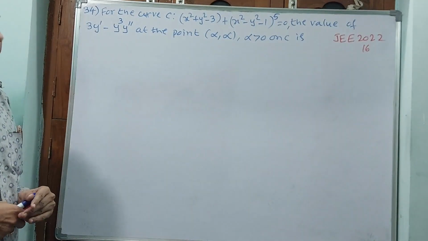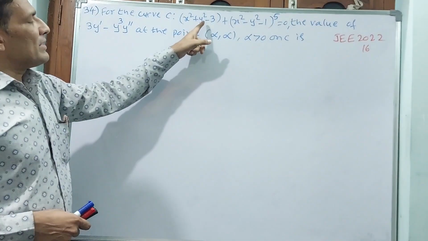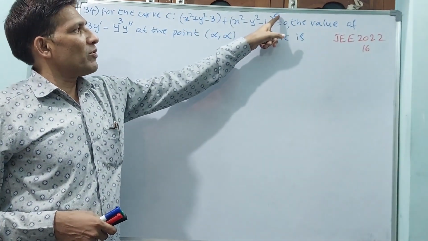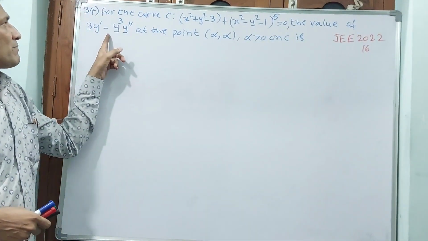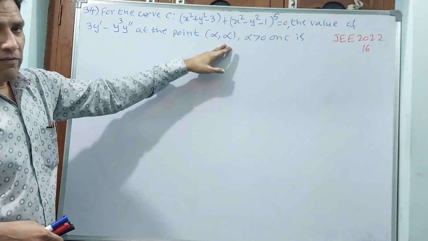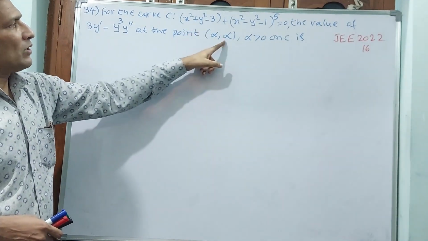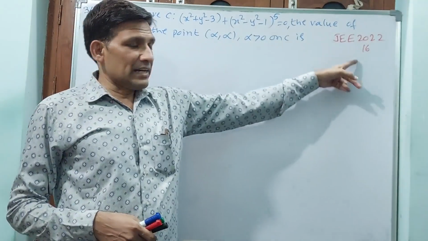Question number 34. For the curve C, (x² + y² − 3) + (x² − y² − 1)⁵ = 0. The value of 3y′ − y³y″ at the point (α, α), that means x is α and y is also α, where α is greater than 0, on C is what they are asking.